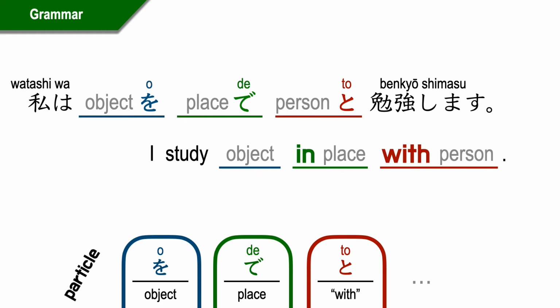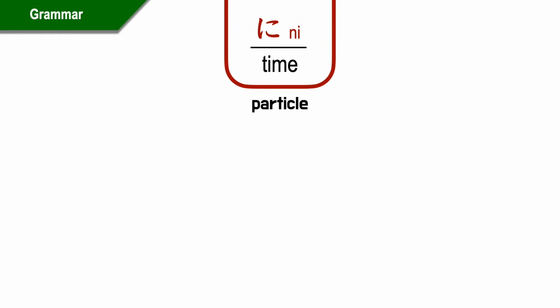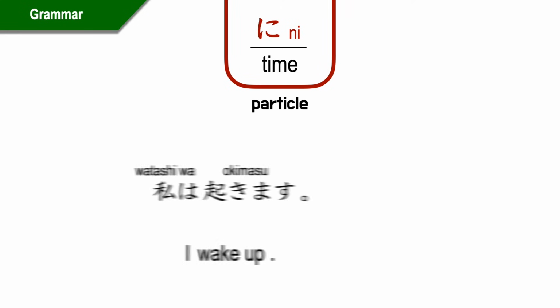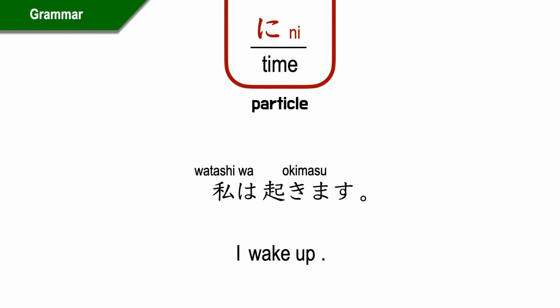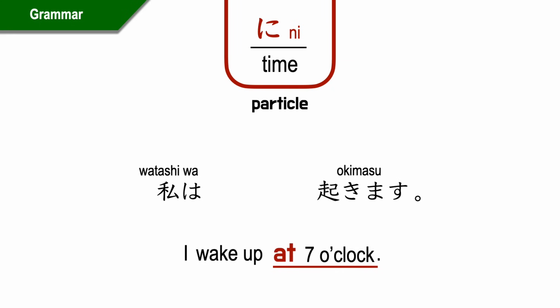私は object を place で person と勉強します。We will learn these particles in future lessons. But the first particle we're going to learn today is the に particle, aka the time particle. 私は起きます。I wake up. I wake up at 7. 私は7時に起きます。So the に particle is put after a time-representing word to indicate that the action happened at that time.